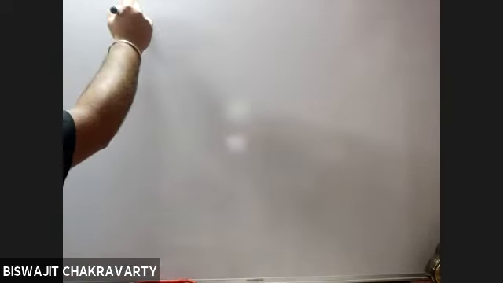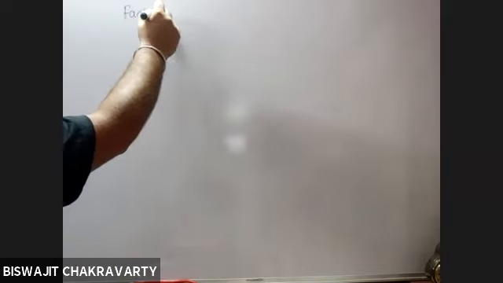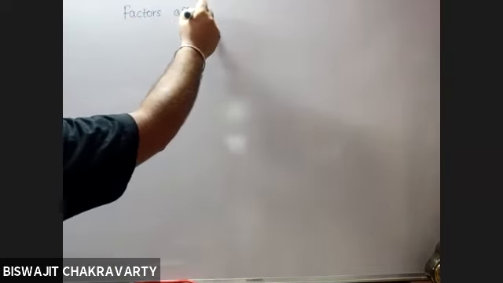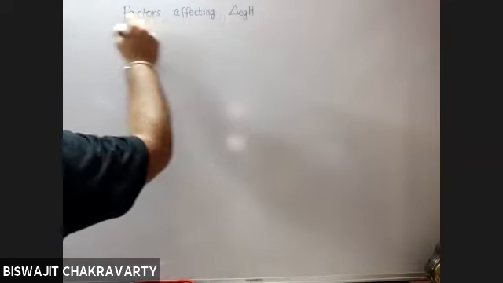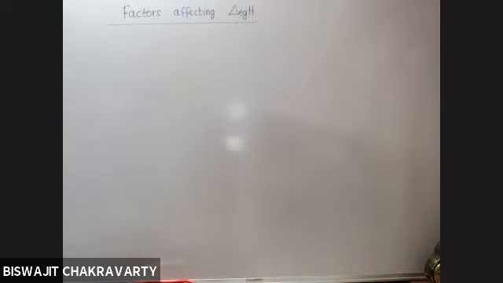Now, let us talk about the factors affecting delta EGH. So what are those factors that affect the electron gain enthalpy process? Just as we discussed certain factors affecting the ionization enthalpy in the last class, in the same way we are going to discuss the factors that affect the electron gain enthalpy.